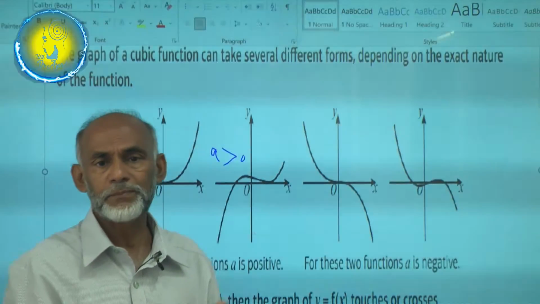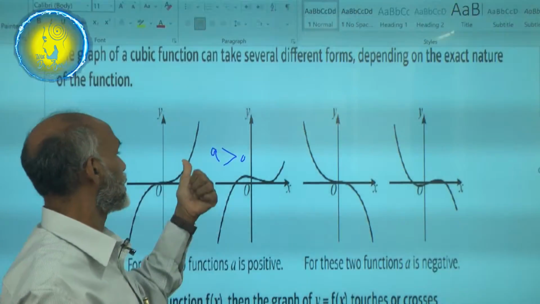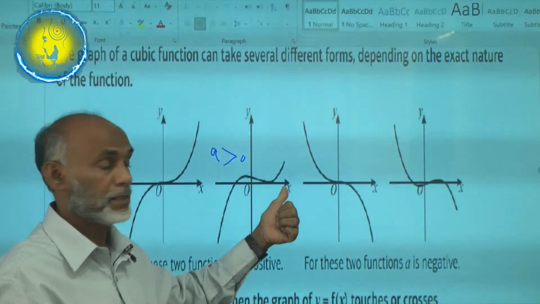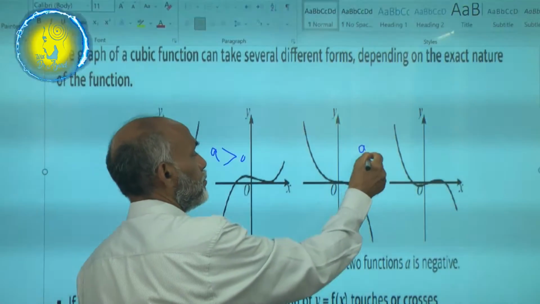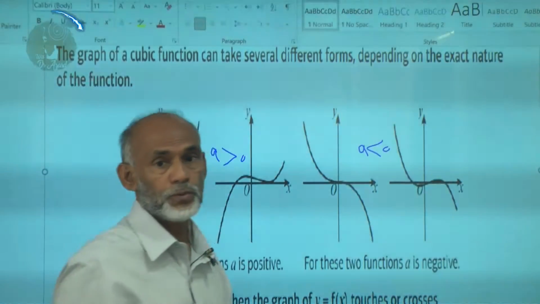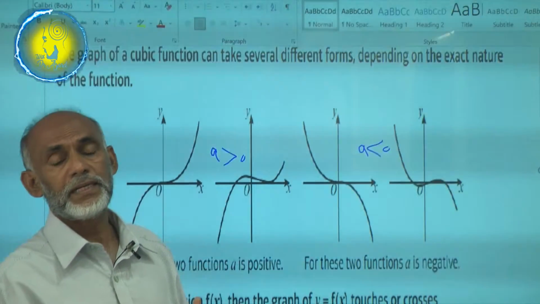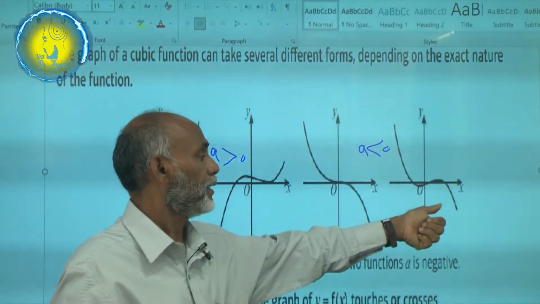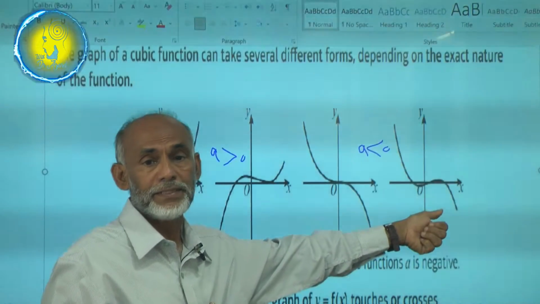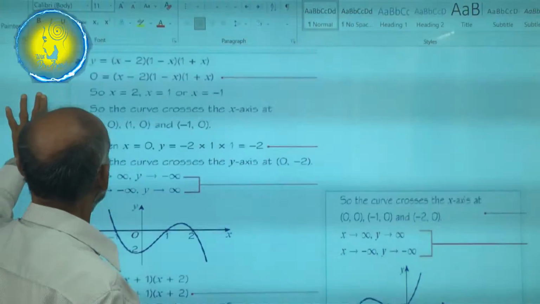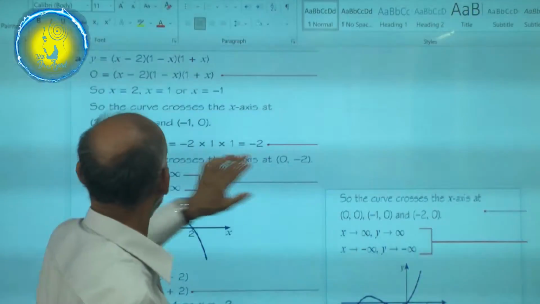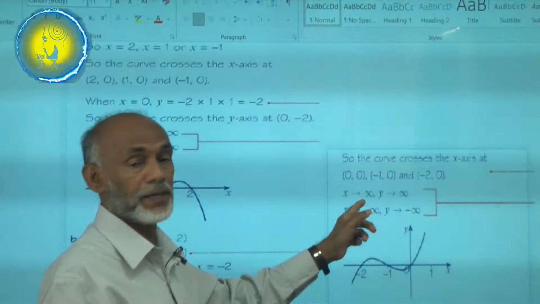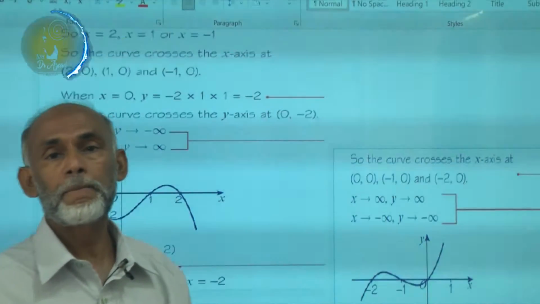If the coefficient a is greater than 0, that means a is positive, you always get this shape, where both are increasing simultaneously. But in the case of a being negative, you get the characteristics in a different way. x increases but y decreases. Here is one of the best examples. x leads to infinity and y also leads to infinity.